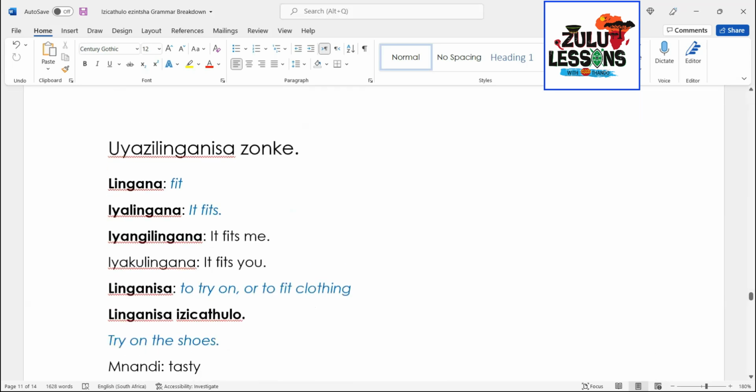Now, uyazilinganisa zonke. He fits or he tries on all of them. Now that verb, linganisa, means to fit or to try on. Linganisa. So if you're talking about clothing, to try on clothing, to fit clothing.